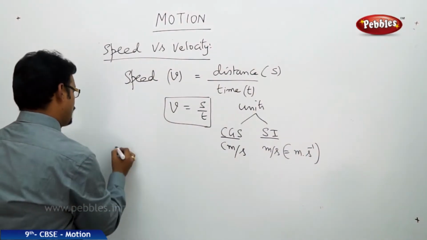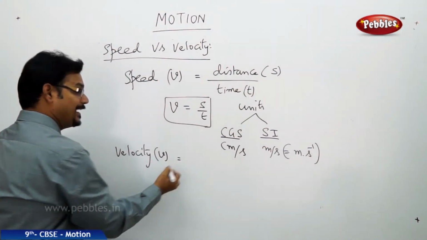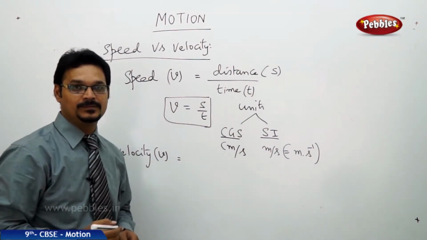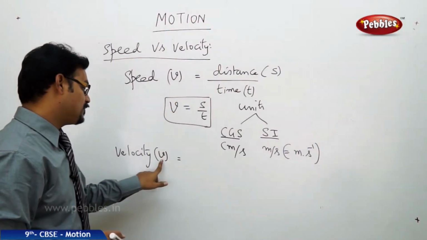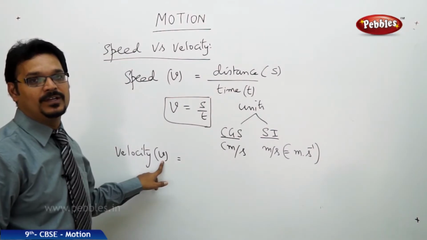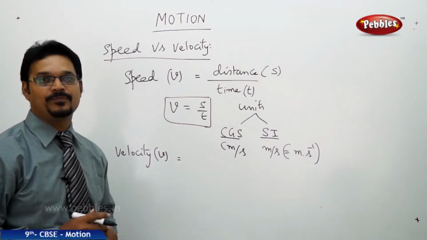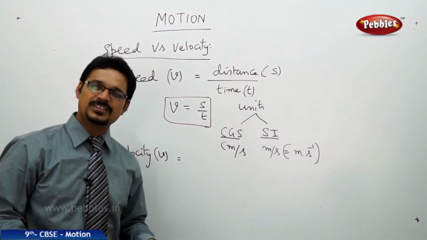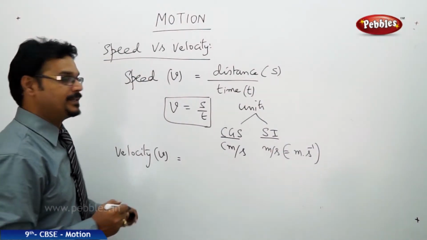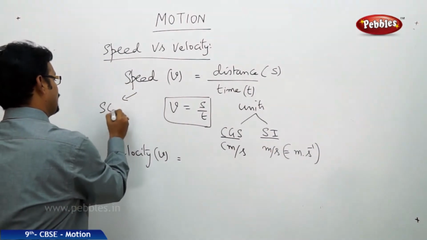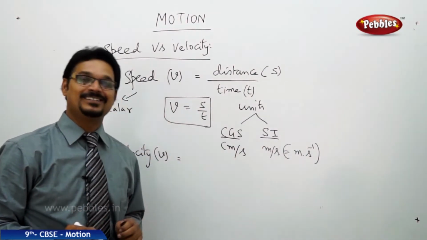Now, coming to velocity. It is also represented by the symbol v. Please pay attention here. The speed symbol is v, and the velocity symbol is also v. They differ by definition, not by symbol. Symbols are the same. When we have speed, why should we go for velocity? Because speed is a scalar quantity. It's a scalar, which means it has only magnitude, no direction.